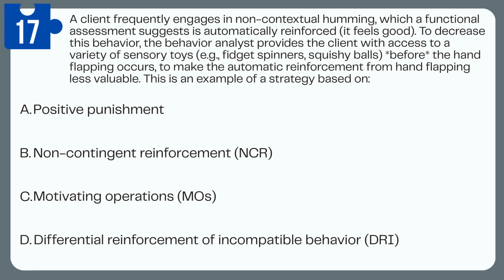Question 17. A client engages in frequent hand flapping, which a functional assessment suggests is automatically reinforced. It feels good. To decrease this behavior, the behavior analyst provides the client with access to a variety of sensory toys, for example fidget spinners, squishy balls, before the hand flapping occurs to make the automatic reinforcement from hand flapping less valuable. This is an example of a strategy based on A. Positive punishment. B. Non-contingent reinforcement, NCR. C. Motivating operations, MOs. D. Differential reinforcement of incompatible behavior, DRI.